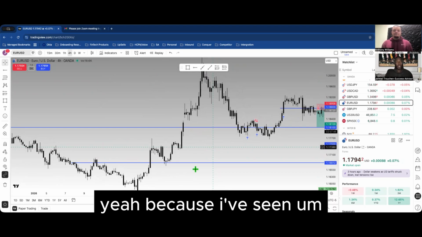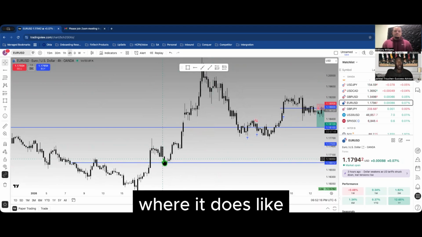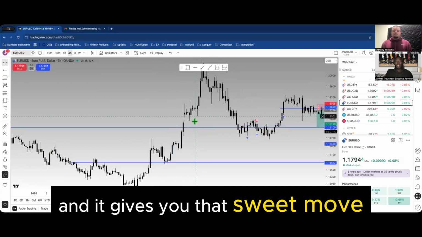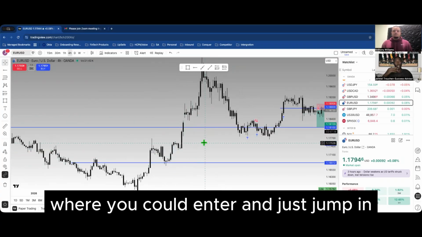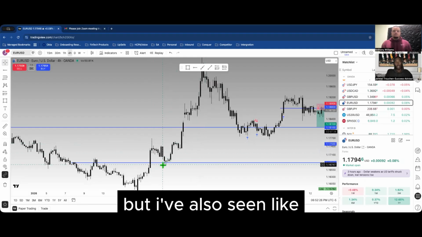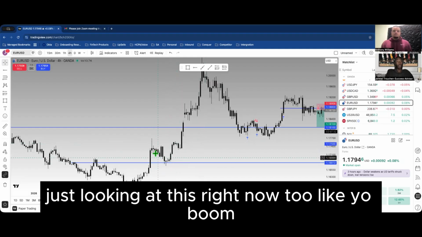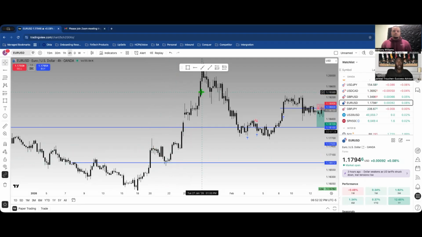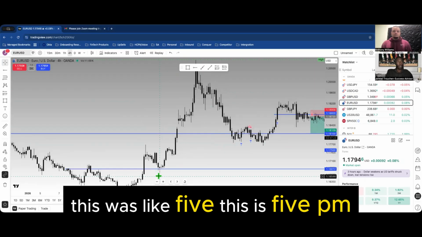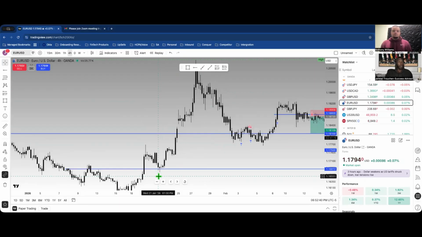Yeah, because I've seen where it does the kind of W or the M, and it gives you that sweet move where you could enter and just jump in that trade as well too. But I've also seen, just looking at this right now, like yo, boom, a smooth little retest and then shot all the way up. But what time did I do this? This was like 5 p.m. on a Wednesday.